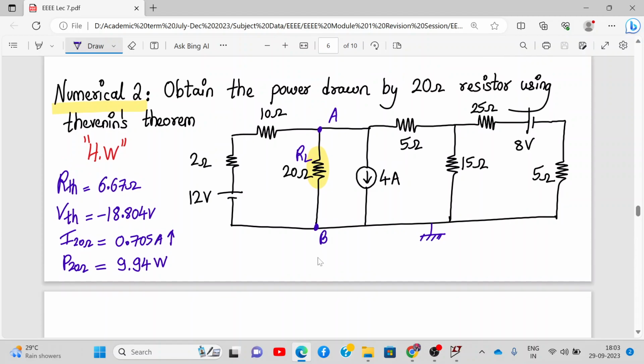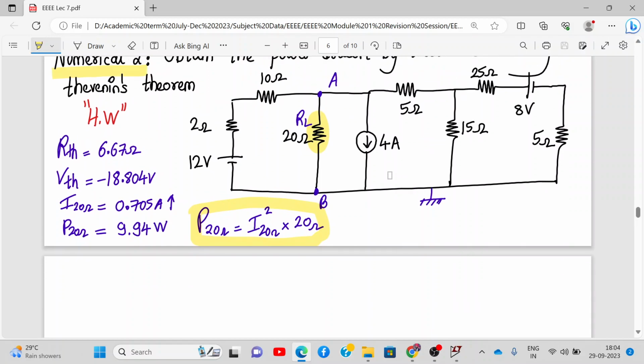By the way, how do you calculate power through the 20 ohm resistance? We can calculate it by I squared R. You calculate the current through the 20 ohm, square it, and multiply by the 20 ohm resistance, that is RL basically. That is how we will ultimately find the power using this technique. Now first let's apply Thevenin's theorem and first find Rth. All right, so let's start writing the solution.